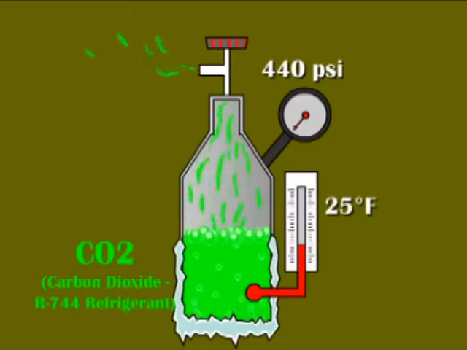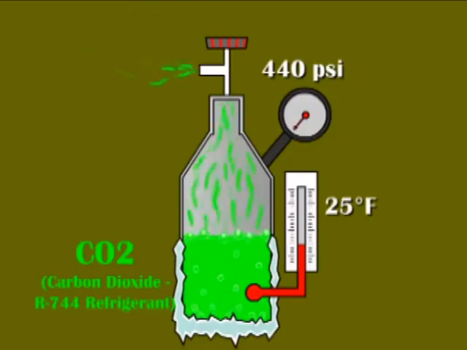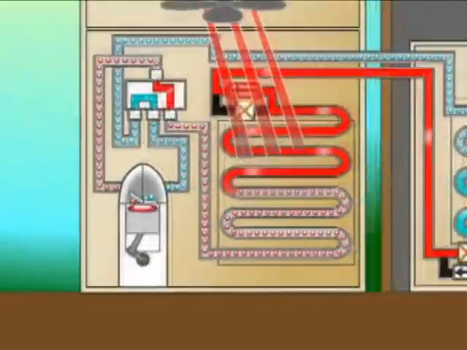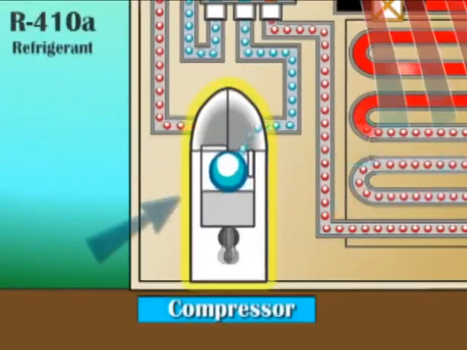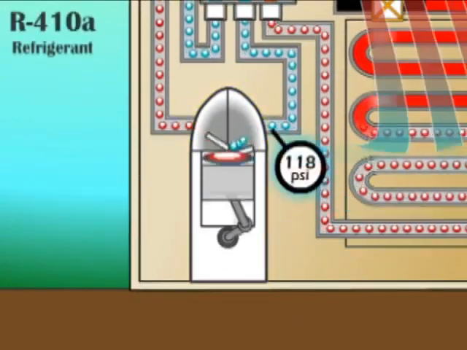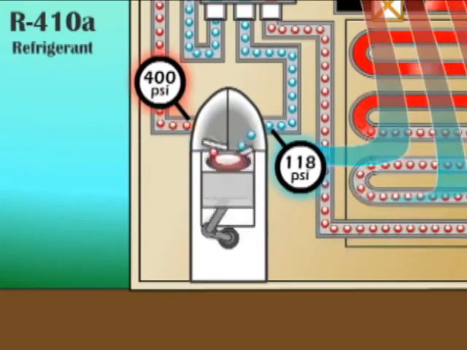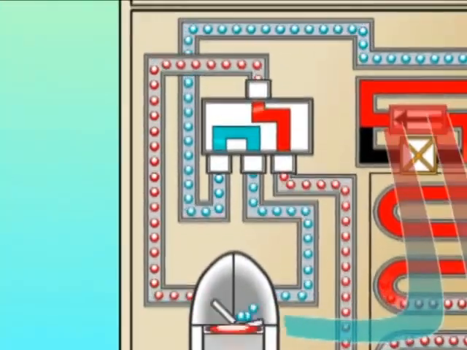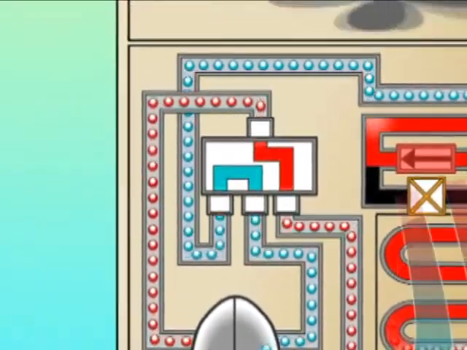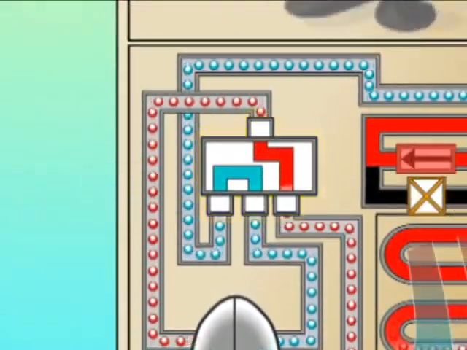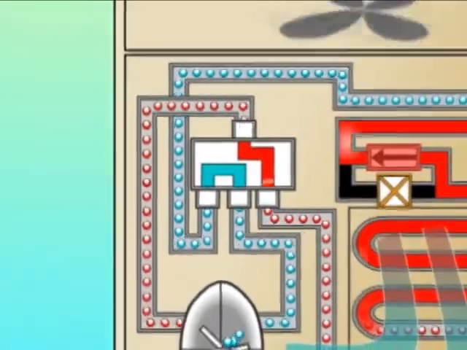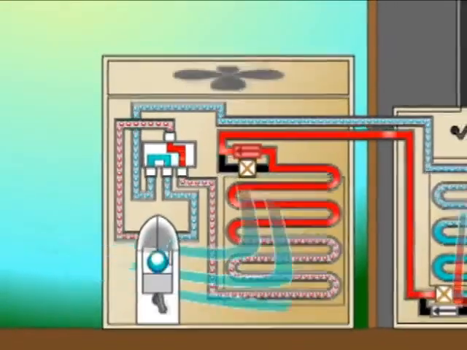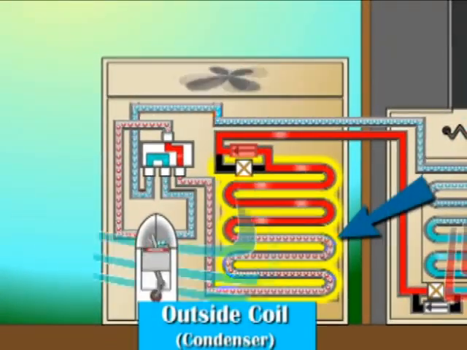Now, let's take a look at the operation of a common split-system air source heat pump. In the summer, the compressor, the heart of the heat pump, receives cool, low-pressure refrigerant vapor. It then pumps this vapor into the high-pressure side of the system. This hot, high-pressure gas now travels through a routing valve known as the reversing valve to the outside coil, which functions as the condenser. In the condenser, the heat is removed from the refrigerant by the outdoor fan, causing the refrigerant to condense into a liquid.